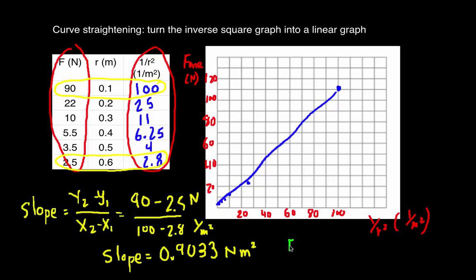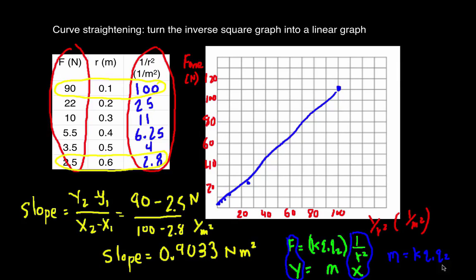Since the formula for Coulomb's law is F equals k q1 q2 divided by r squared, which is the same as multiplying by 1 over r squared, we can compare this to the slope-intercept formula, y equals mx, where we note that we plotted F on the y-axis, so they line up, and we plotted 1 over r squared on the x-axis, so they line up. Therefore, the slope should equal k q1 q2, and k equals the slope divided by q1 q2.